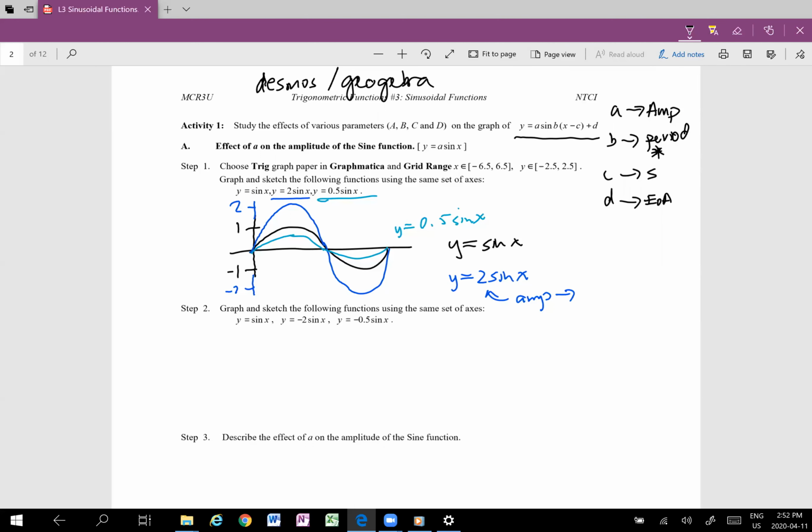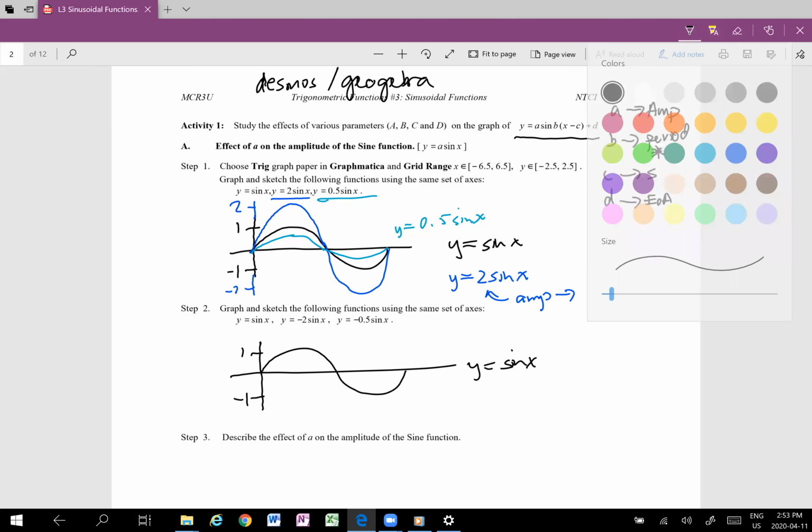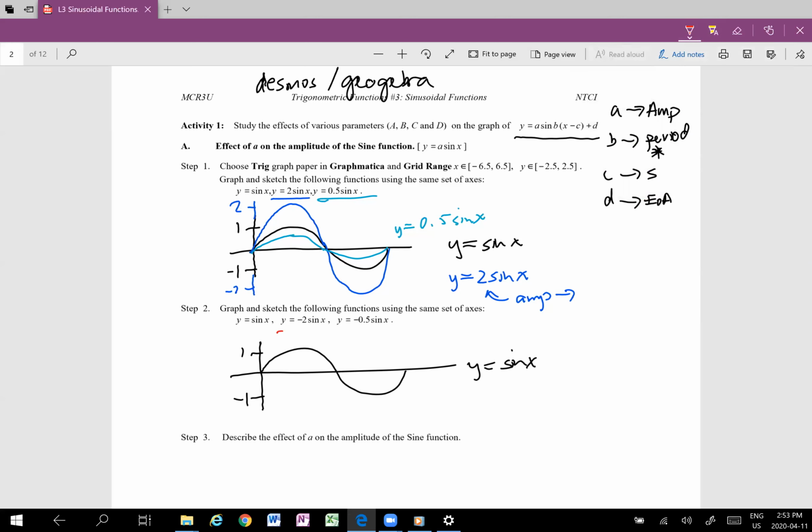How about step 2? Graph and sketch the following. This time I'm only going to do one of them. These are just sketches, right? It'd actually be better if we had graph paper, but I don't have it, and that's okay. Our goal is just to make sure you understand this. So y equals sine x, that's the one in black, right? In red, they're asking us y equals -2 sine x. So first of all, a lot of you already know that the 2 is probably going to be congruent to this graph.